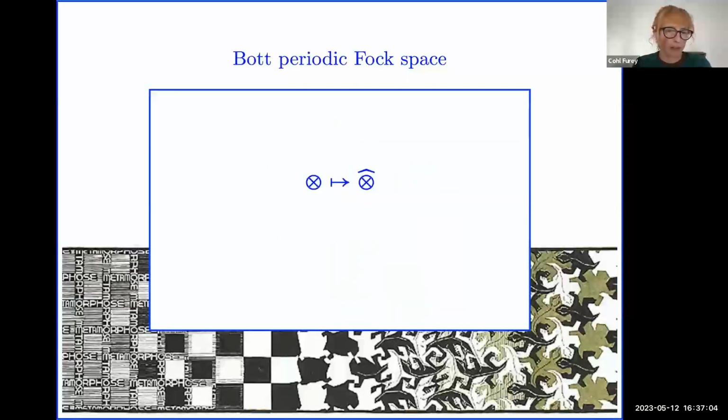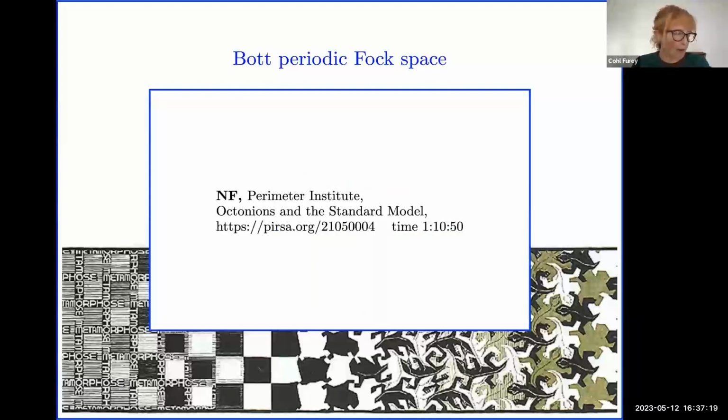Now, as a final note, I should mention that it may be useful at some point to also consider graded tensor products, in that these might help us tease out fermionic and bosonic behavior. So to the best of my knowledge, this idea of a Bott periodic Fock space was first introduced here.